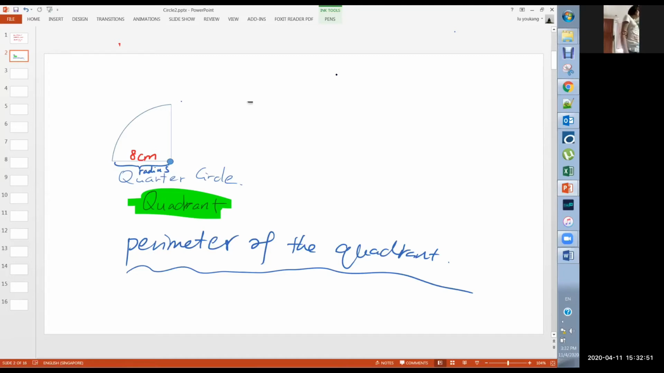Radius is the center of the circle to the perimeter. Repeat. Radius. I want it to get stuck in your mind. Radius is the center of the circle to the perimeter. Repeat. Radius is the center of the circle to the perimeter. Very good. So show me.